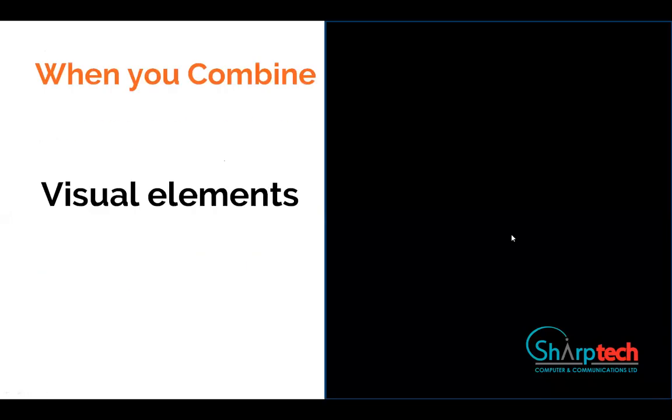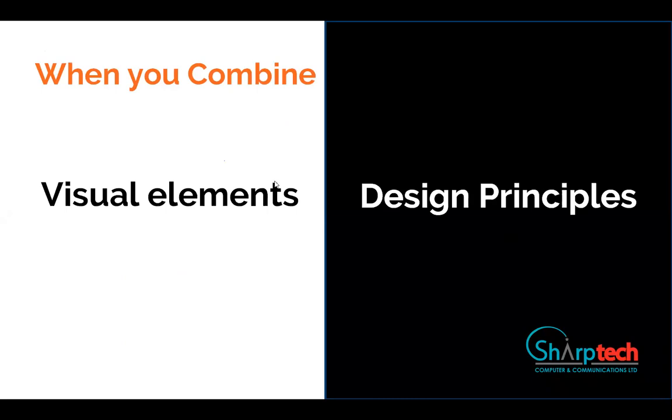So we said when you combine the visual elements and the design principles together, then you come up with what we call graphic design. So graphic design is a combination of visual elements like lines, shapes, and so on, together with the design principles.